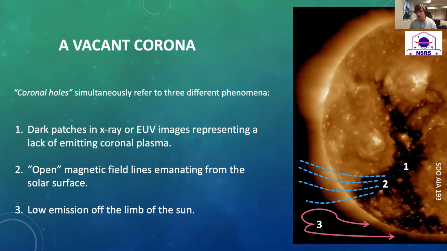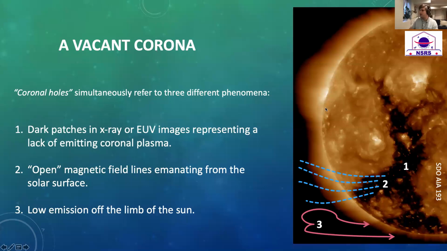The last definition is a bit of a historic definition, but we still use it today, and that's low emission off the limb of the sun. So if you make an artificial eclipse or a real solar eclipse, like there's one coming up at the end of this year in South America, you can see that there's less emission in the corona. There's less fuzziness. There's less of this kind of bright cloud in the corona.